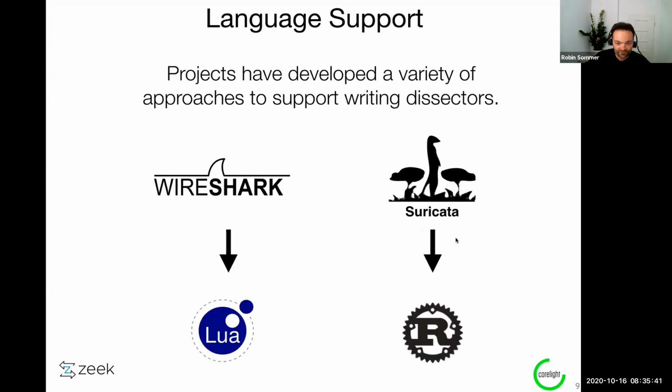So of course, people have thought about this before, and various projects have developed a variety of approaches to make it easier to write dissectors. I'm not going into much of this, but I wanted to note that it's interesting that both Wireshark and Suricata have started to add another language to the system that allows writing dissectors. For Wireshark, it's Lua. For Suricata, it's Rust.